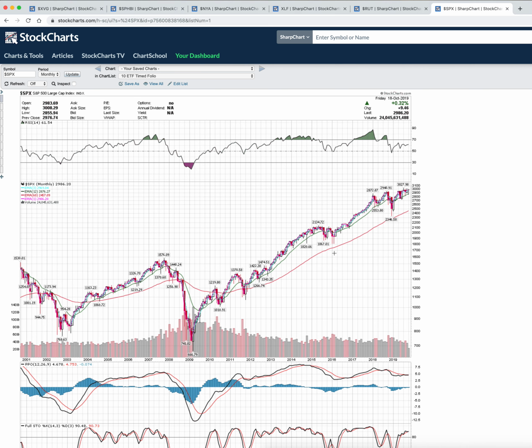For example, this works nicely here. We have a 1, a 2, a 3, a 4, and a 5. This pullback to this 12 EMA line is similar to this pullback to this 12 EMA line. Very similar. This I would count as a nice full impulse.